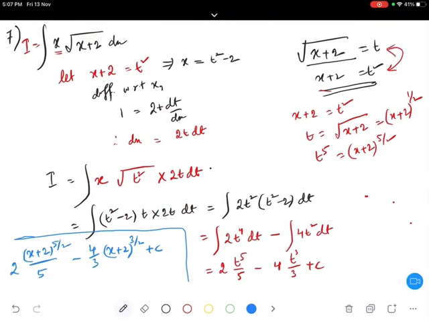Now, the next question. Question number 8 will be homework. Let's do question number 9. Question numbers 8 and 9 are quite similar. Question number 8. Yes. Yes, t to the power 1 by 2.